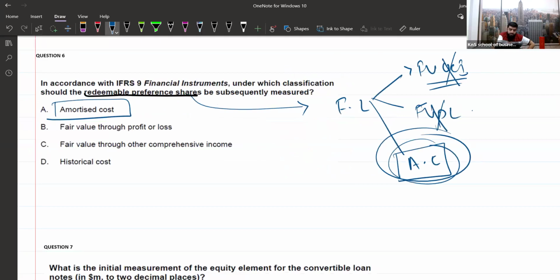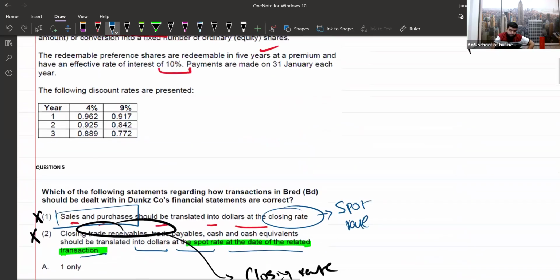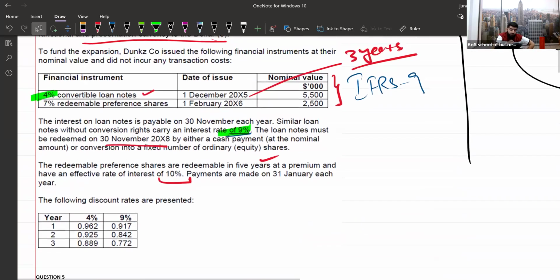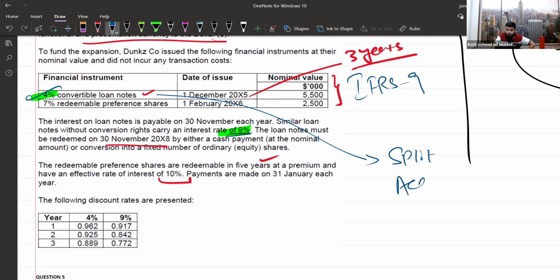So in this particular example, under IFRS 9, the correct classification for the redeemable preference shares is the amortized cost. One more thing that I would like to ask you: if the examiner had asked which method or which accounting treatment will be adopted for the convertible loan, please remember that for a convertible loan, we always use the split accounting.